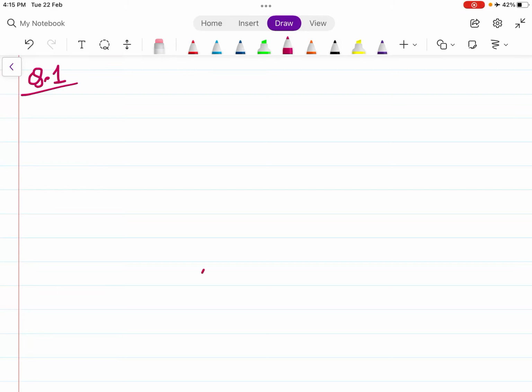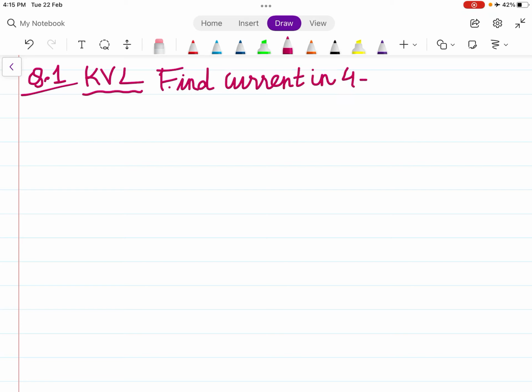Question number 1 on Kirchhoff voltage law, KVL. Find current in the 4 ohm resistor.